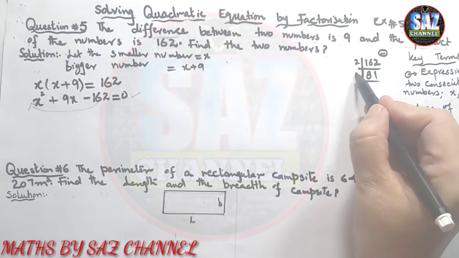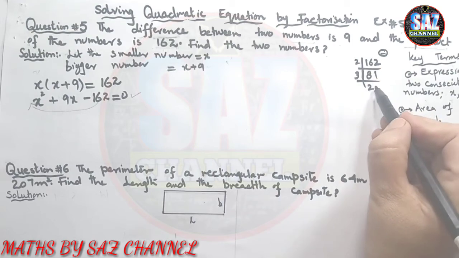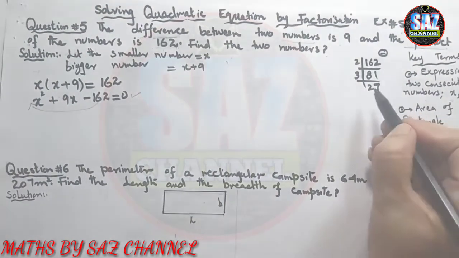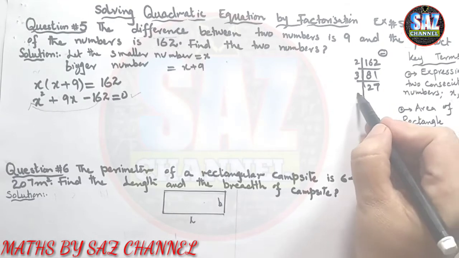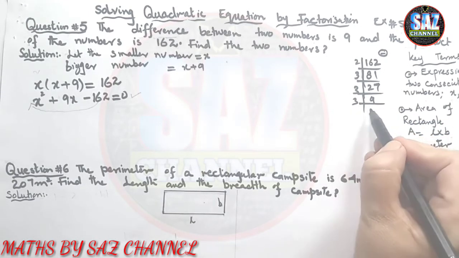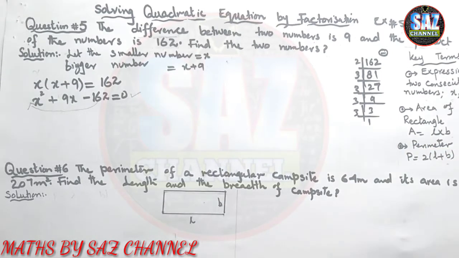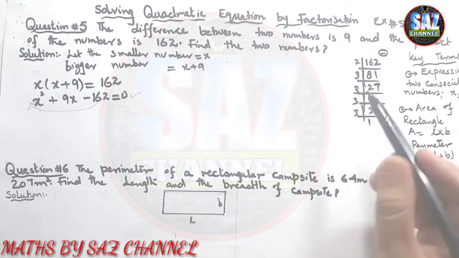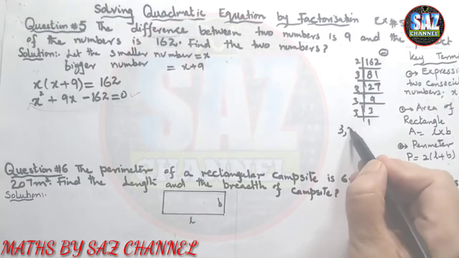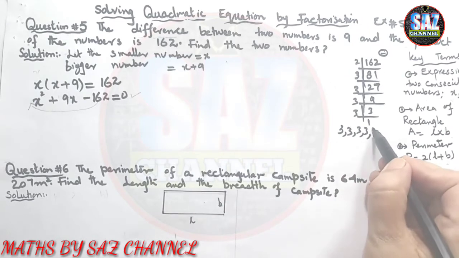Then I hope the table of 3 is suitable. 3 2s are 6, and I'm left with 2, and 3 7s are 21, and then 3 9s are 27, 3 3s are 9, and 3 1s are 3. Now the factors are 3 3 3. I'm getting the factors 1, 2, 3 four times, and 2.